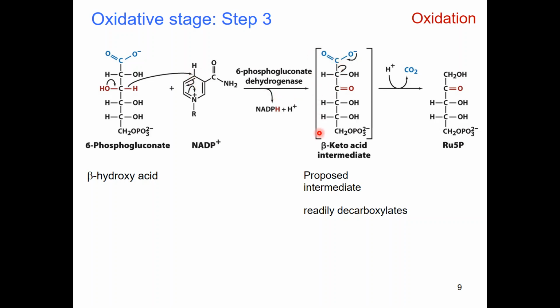So as a result of this process, we form a beta keto acid intermediate, and you see how it is shown in those brackets because it's not stable. Beta keto acids are very prone to spontaneous decarboxylation. It readily decarboxylates, as you can see here, and so this second carbon of 6-phosphogluconate becomes the first carbon of the product of the oxidative stage, ribulose 5-phosphate. And the first carbon of 6-phosphogluconate is released in the form of CO2.